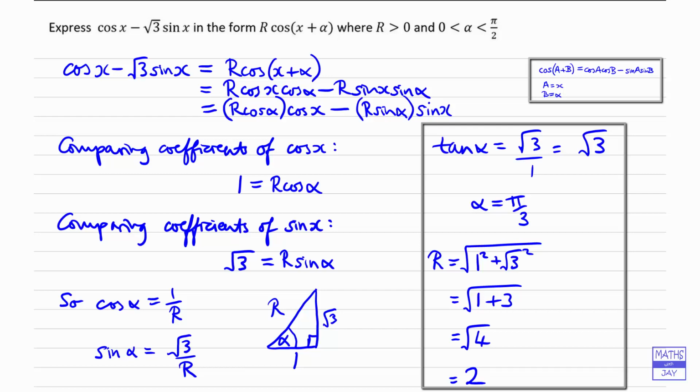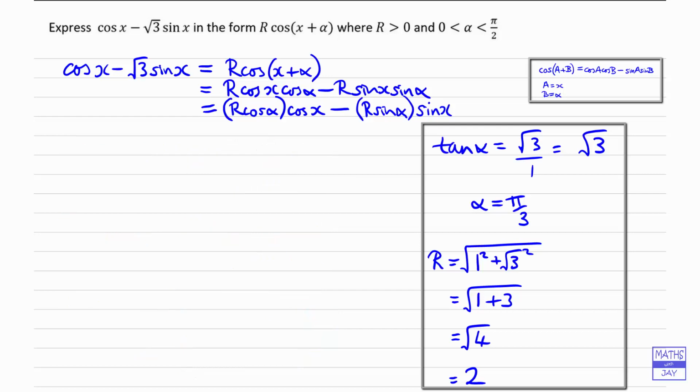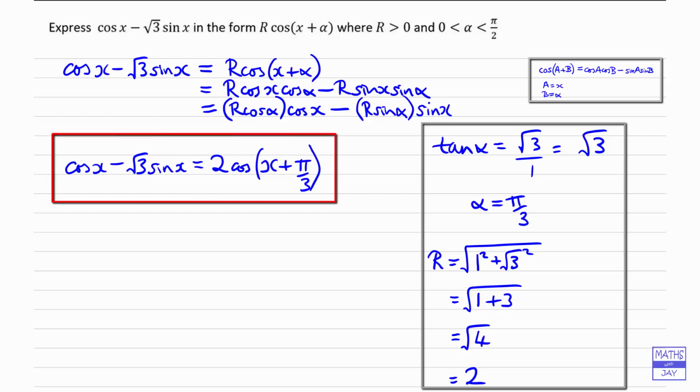So let's just clear a space to write down the answer. We found that r is 2 and that alpha is pi by 3. So x plus pi by 3 goes inside here. And of course you want to check your answer.